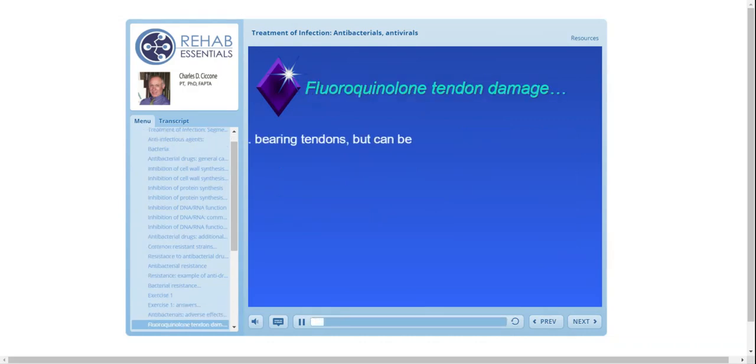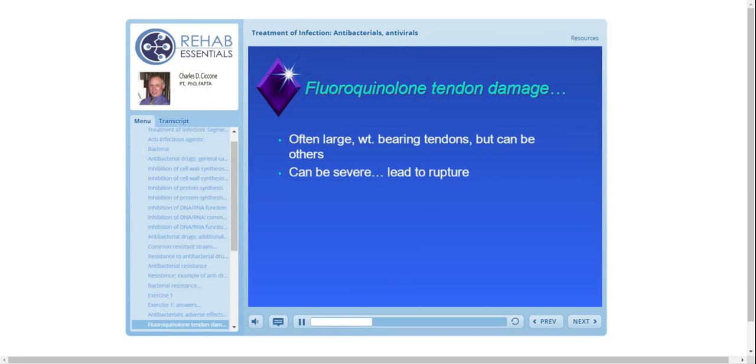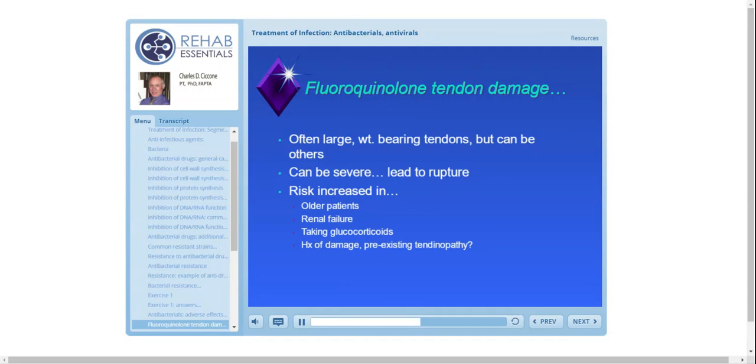So we hear about fluoroquinolone tendon damage often occurring in the large weight-bearing tendons like the Achilles tendon, the patellar tendon, but it can be virtually any other tendon. And it can be severe. As you saw on the previous slide, it can lead to rupture of the tendon. The risks of tendon damage are increased in older patients, people who have renal failure, who are taking anti-inflammatory steroids or glucocorticoids because these also weaken the tendon, and who have a history of damage to that tendon, probably some pre-existing tendinopathy, which is now exaggerated or accelerated by the fluoroquinolone drug.